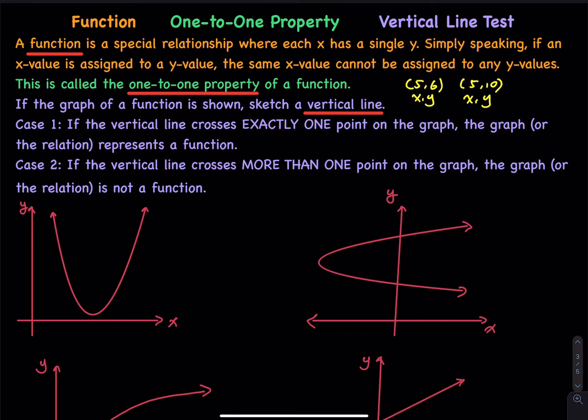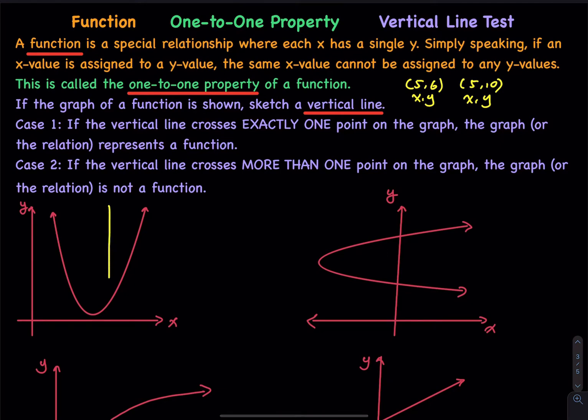So if a graph of a function is shown, sketch a vertical line to test if the relation is a function or not a function. There are two cases. The first case is if the vertical line crosses exactly one point on the graph, the relation represents a function. So let me show you how to do this on the first graph.